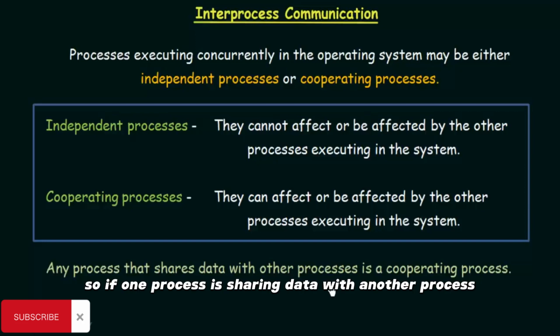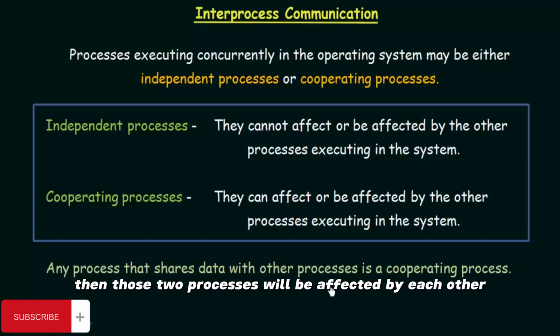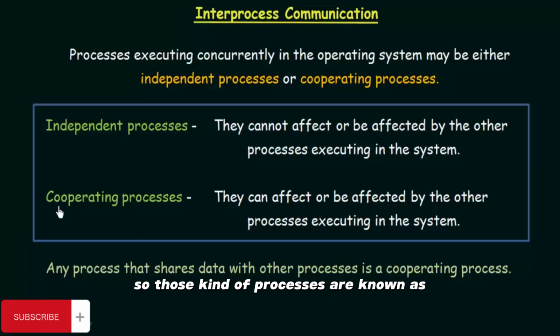If one process is sharing data with another process, then we can say for sure that that process can affect the other process with which it is sharing the data. If two processes are sharing data, then those two processes will be affected by each other. Those kinds of processes are known as cooperating processes. If they're independent processes, they are not sharing anything, they are executing in their own ways, and they are not affected by each other. So that is what we mean by independent processes and cooperating processes.